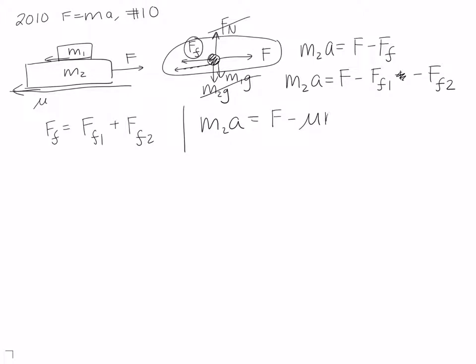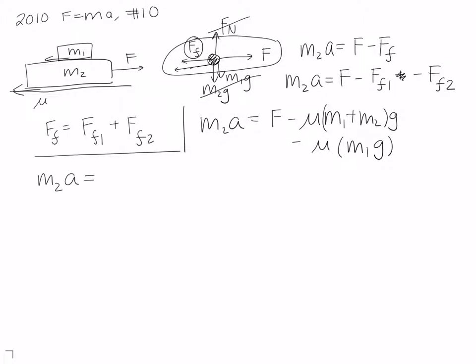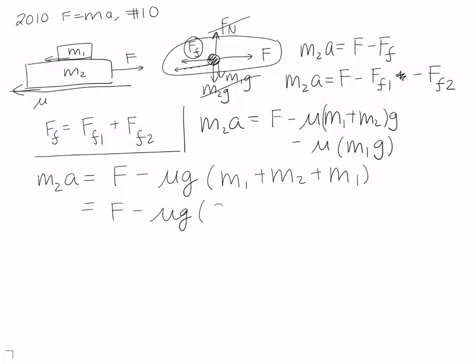So we have that m2a is equal to F minus mu times the normal force, which is m1 plus m2 times g, minus mu times the normal force between the top block and bottom block, where the top block has a normal force of m1 times g. So what we find is that m2a is equal to F minus mu g times m1 plus m2 plus m1, which we can simplify to F minus mu g times 2m1 plus m2.